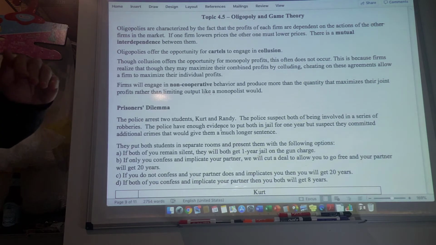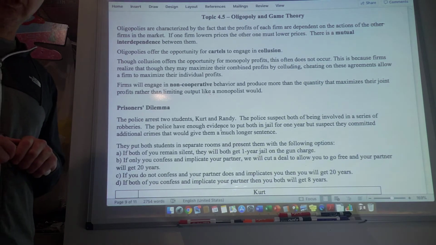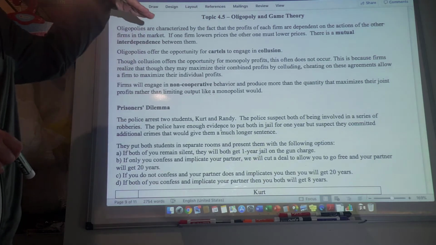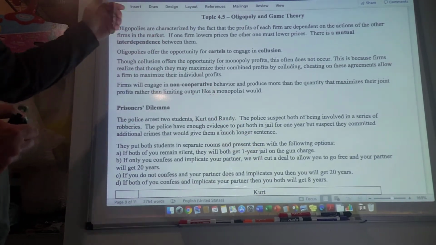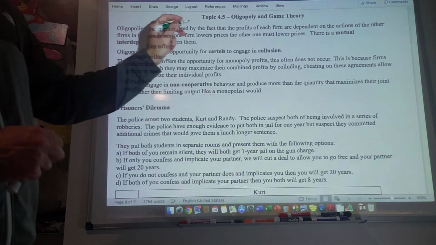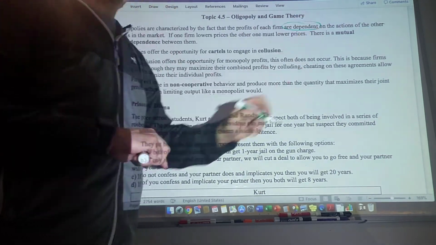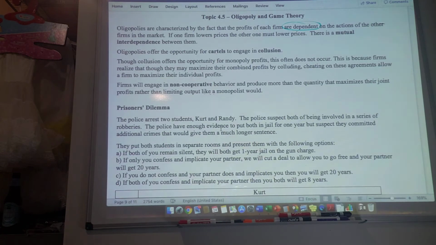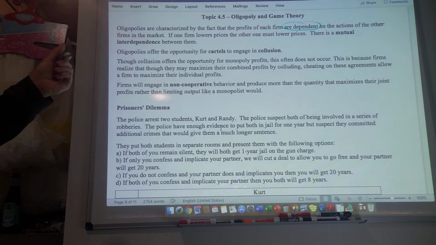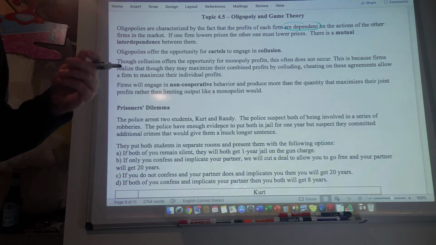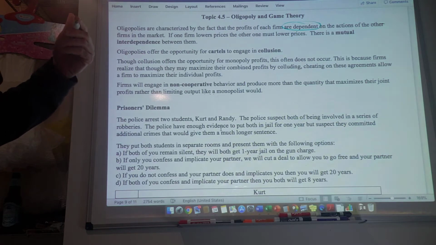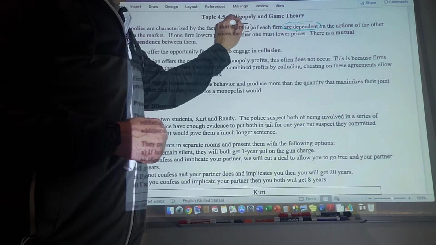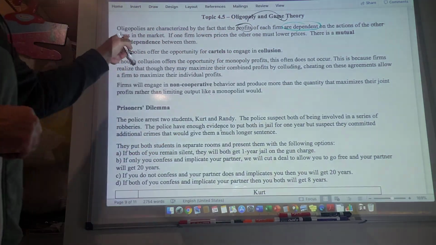Remember, in perfect competition you have no control over price. In monopoly and monopolistic competition, you can control your price, you can move it up and down, and that'll affect your profits. Here, the key to this is probably this word: your actions are dependent on the actions of others. You can no longer control your profits by moving the price. It now depends not only on what you do, but also on what everyone else does. So your profits are dependent on the actions of others also.